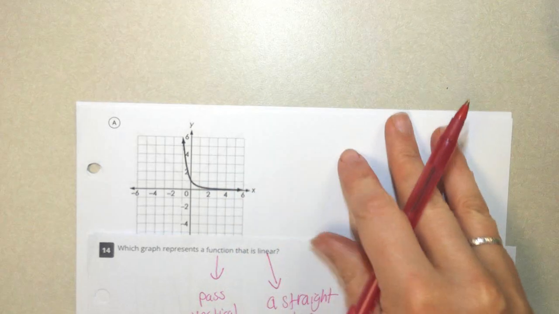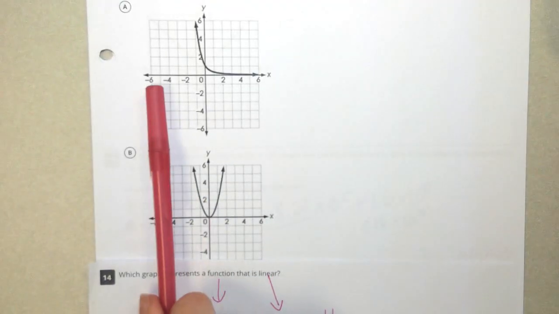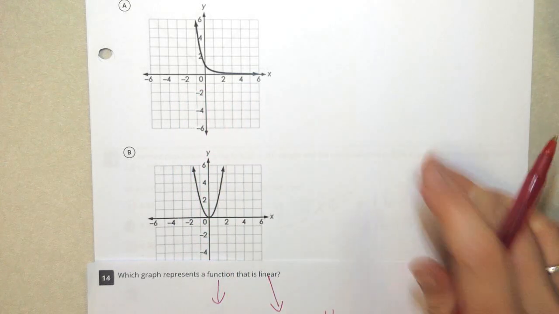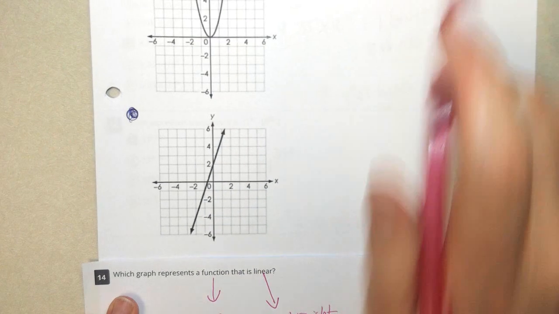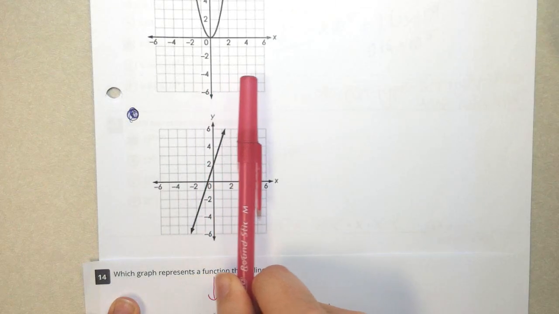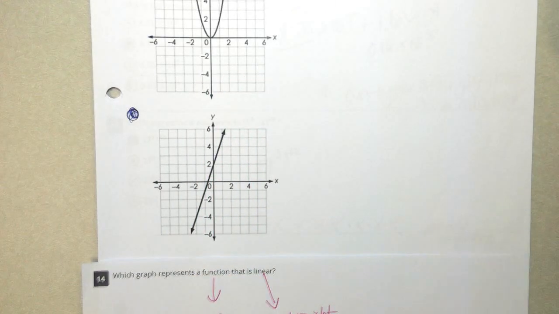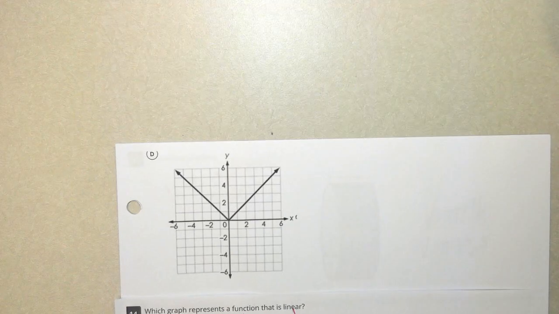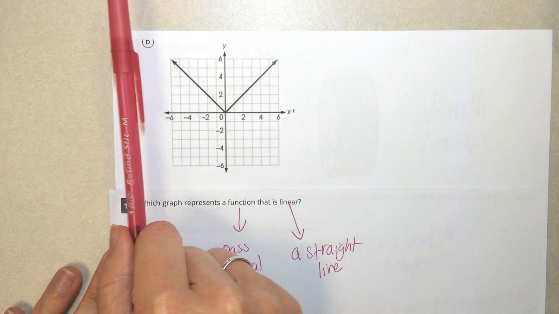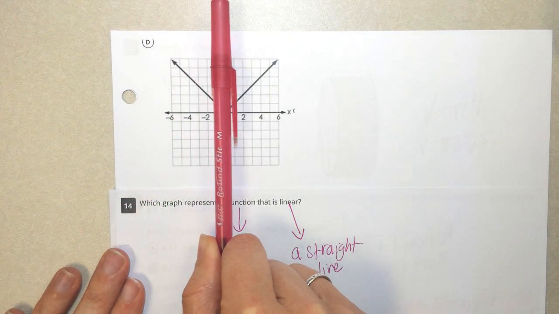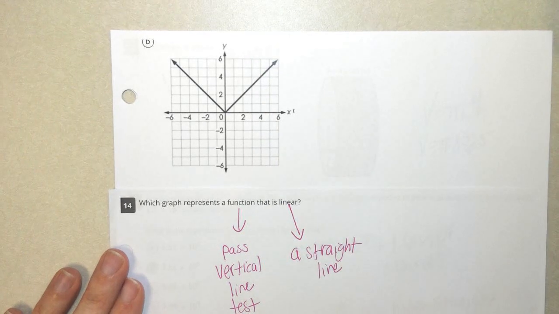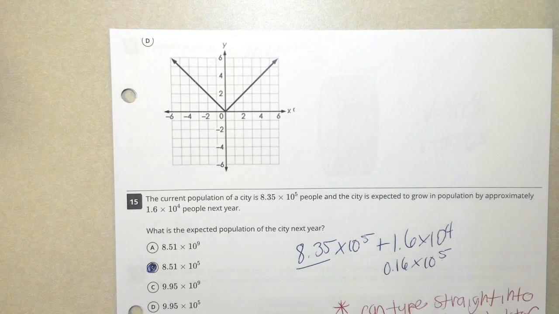However, it is not straight. Next one passes the vertical line test, only ever touches it once, but not a straight line. Next one passes the vertical line test and is a straight line. C is the answer. D printed on the next page, so I will show it to you on this one. Again, it passes the vertical line test, only touches the line 1 point at a time, but however, it is not a straight line. It's 2 straight lines, but it's not a straight line altogether.